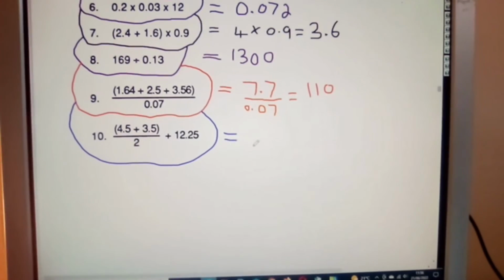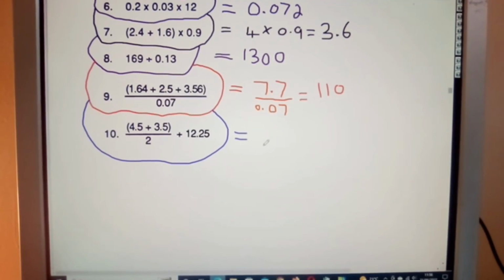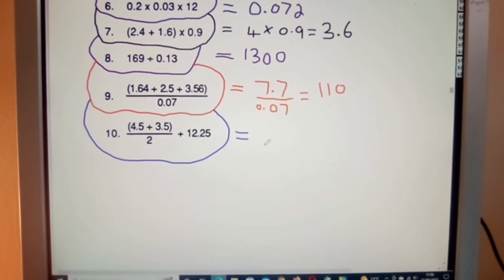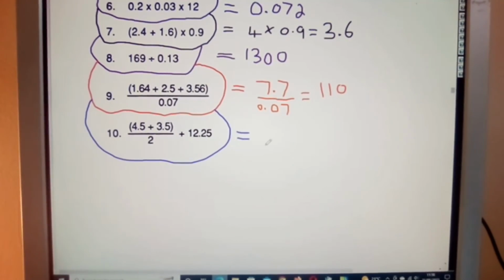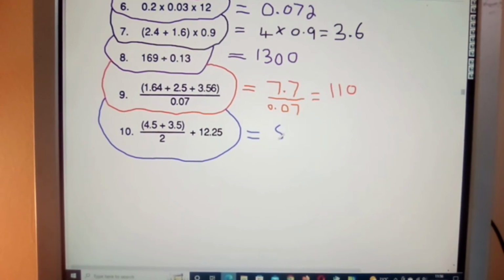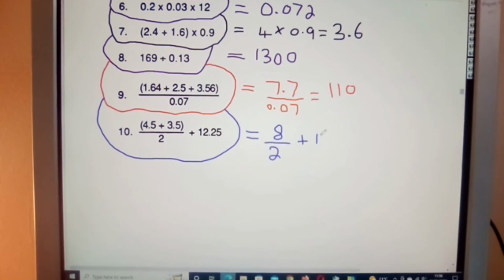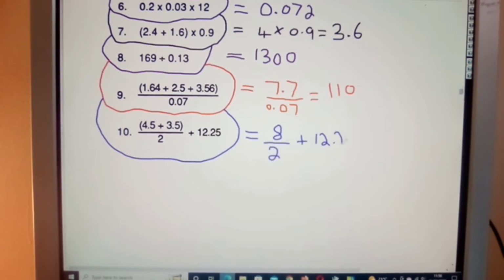So what we've got in our brackets is 4.5 plus 3.5 equals 8. So we have 8 divided by 2 plus 12.25.